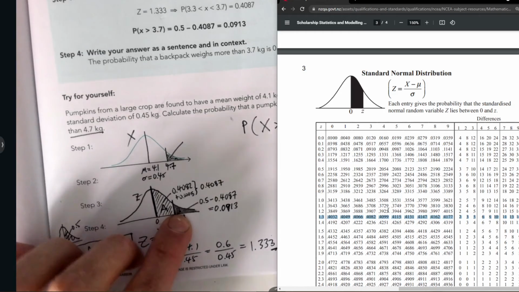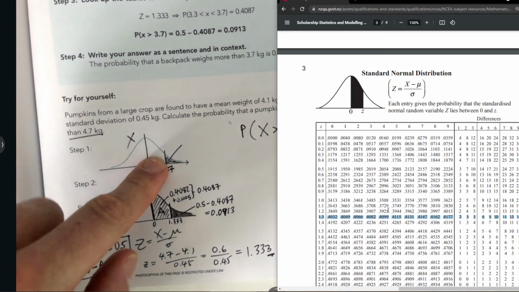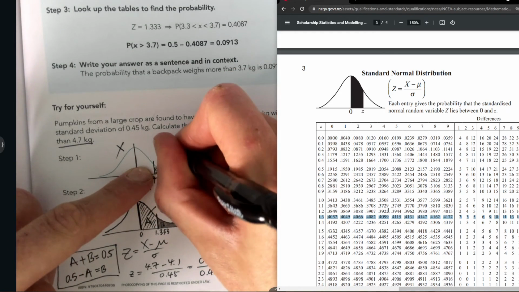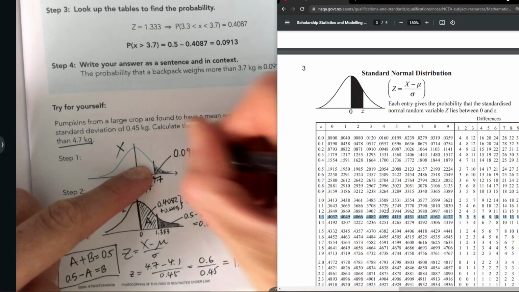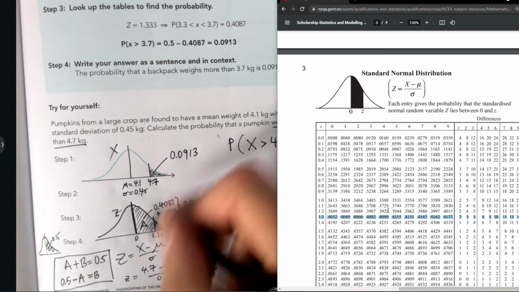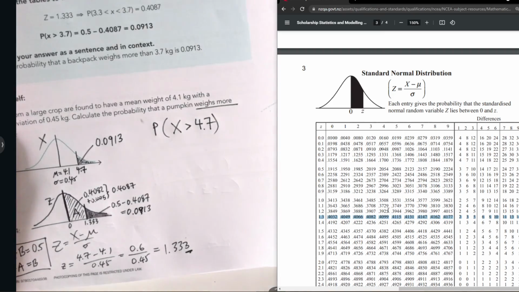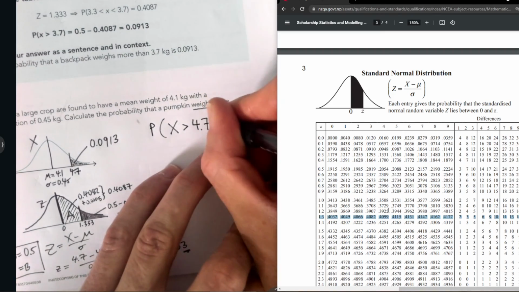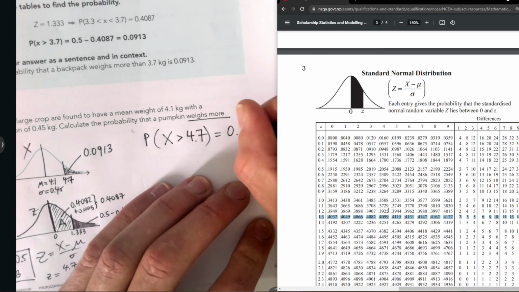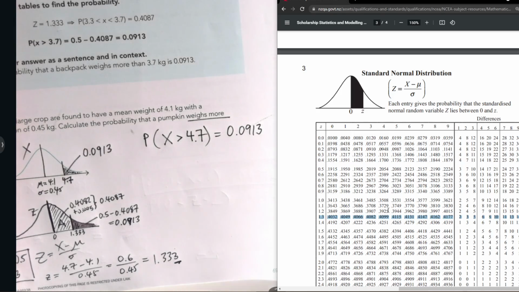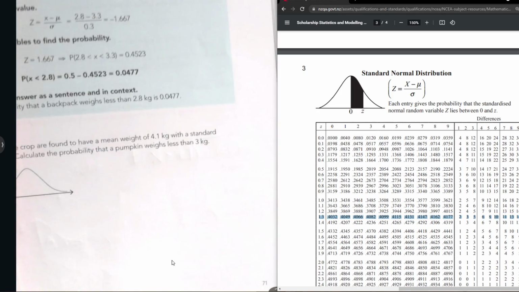Now that we know that, and we know that this is proportional, we can therefore just nicely write 0.0913. Voila! That's why I like to have both of these things, so I can play around with them for a bit. So now we have our answer. The probability that x is greater than 4.7 is 0.0913. Sweet. Do we push on? No, I'm going to make another video.